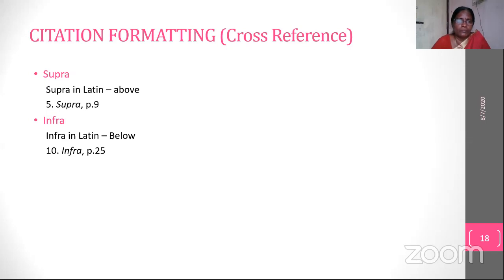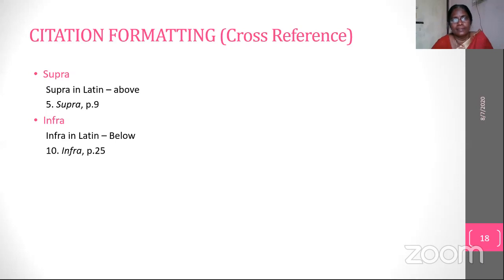Suppose the article consists of 25 pages and the reference number is 20. I have to say that you have to refer to page number 25 of my article. So in some cases, if essential, we have to refer to our own research paper or chapter or thesis.